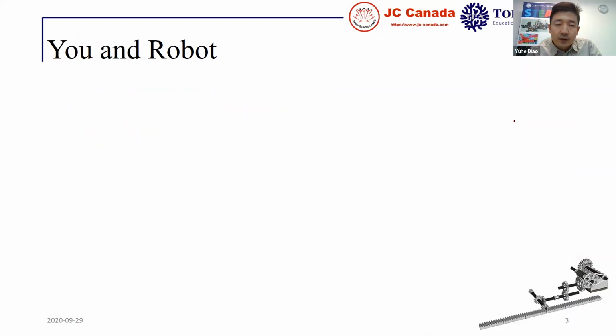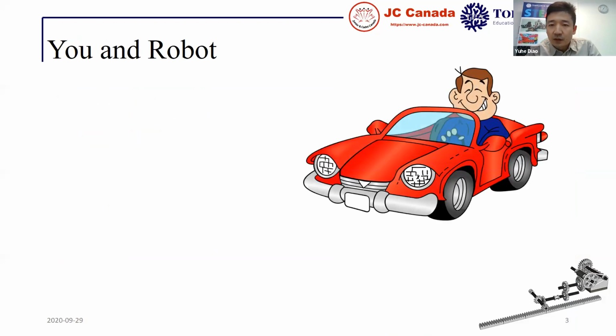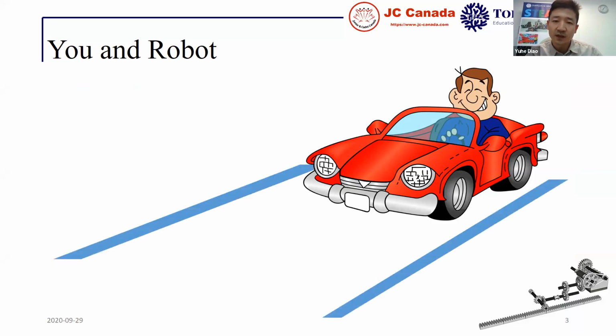Okay. And let's have an example. For example, this is a car, and I'm driving a car. So this car is not a robot because I need to drive the car, right? So the car can't drive by itself. So we drive the car, and we want to keep in the middle of this lane. Okay, we want to keep in the middle of this lane.